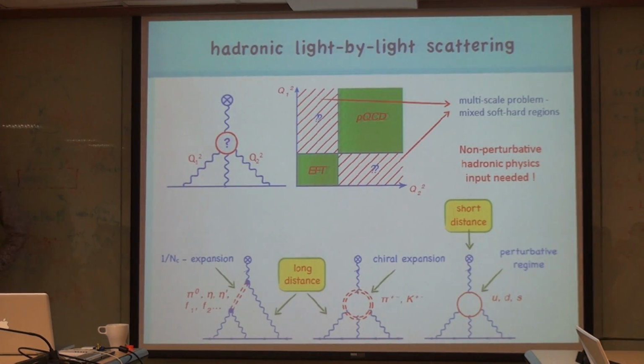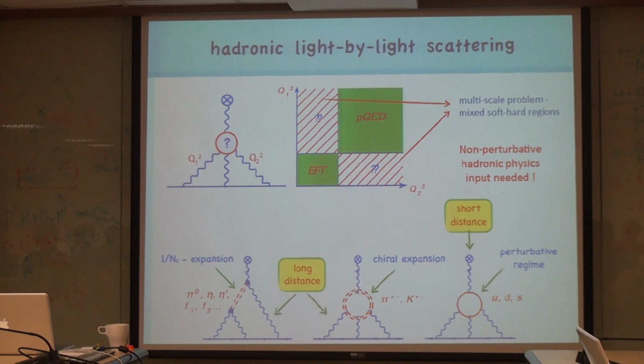So from the point of view of QCD, it's really a two-loop calculation where you have two scales involved, Q1 squared and Q2 squared. In general, when both scales are small, we know relatively well how to handle it. You can do effective field theories. If both scales are very large, you can use perturbative QCD. But why this is a hard problem is because you have mixed scales. One virtuality can be small, the other can be large, or vice versa.